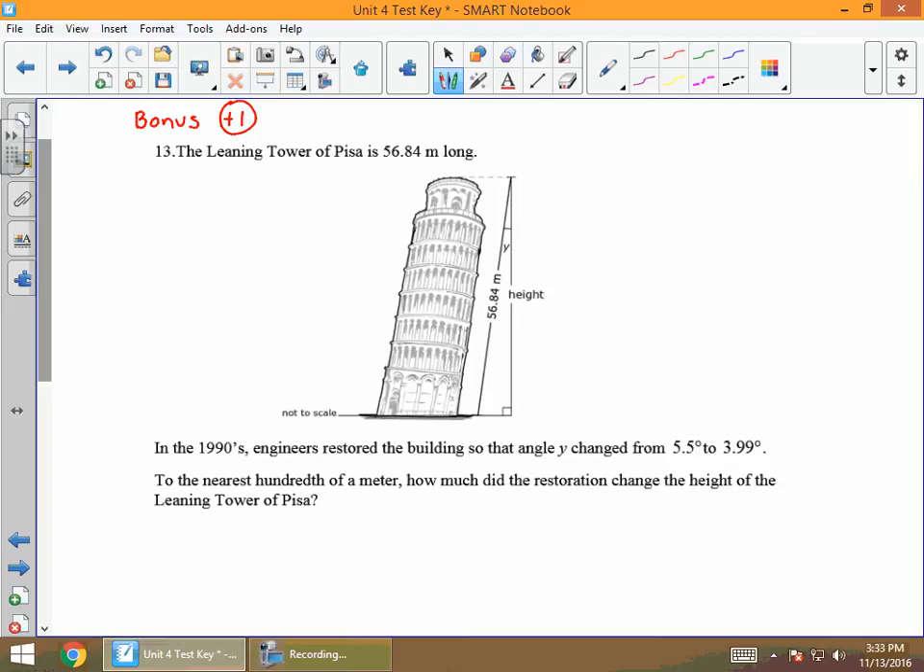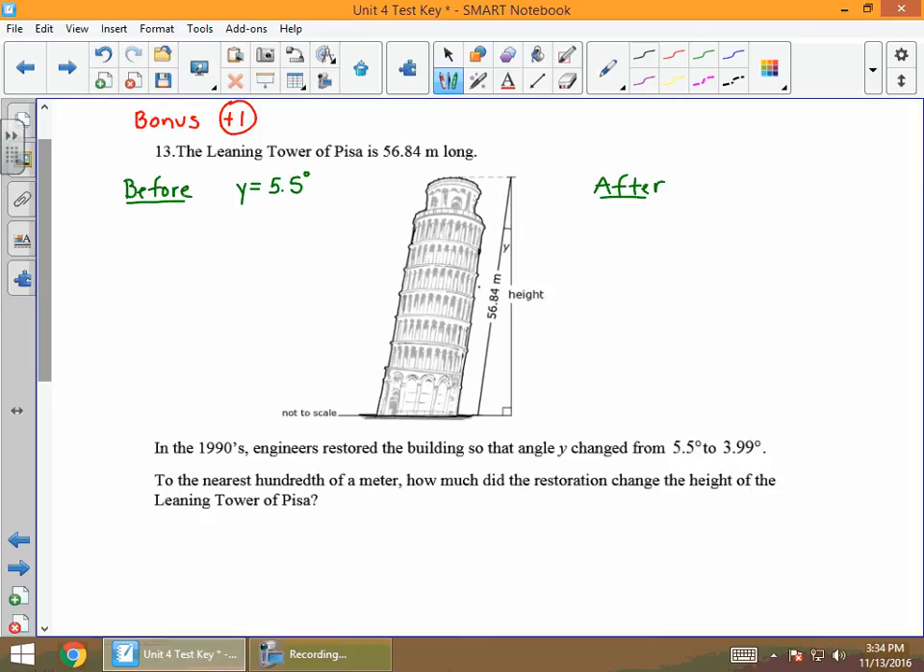So what I'm going to do is I'm going to look at the before the change height. And then I'll look at the after the change height. And then I'll just find how much the tower has changed based on the differences in height. So if I wanted to find the height, so I have my angle Y, and it was 5.5 degrees. So for the before, Y is equal to 5.5 degrees.